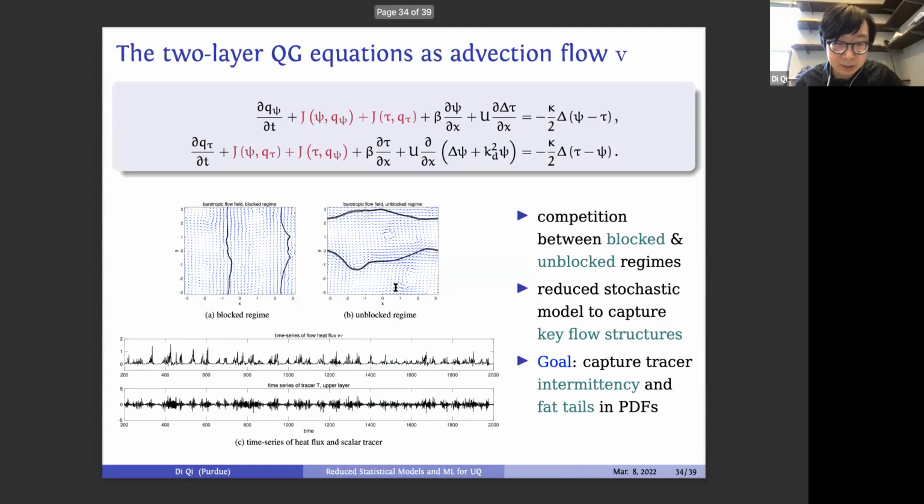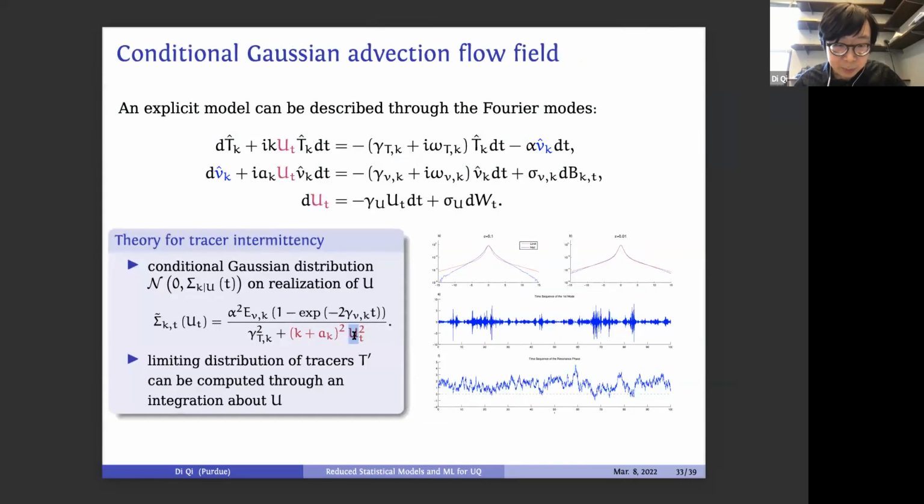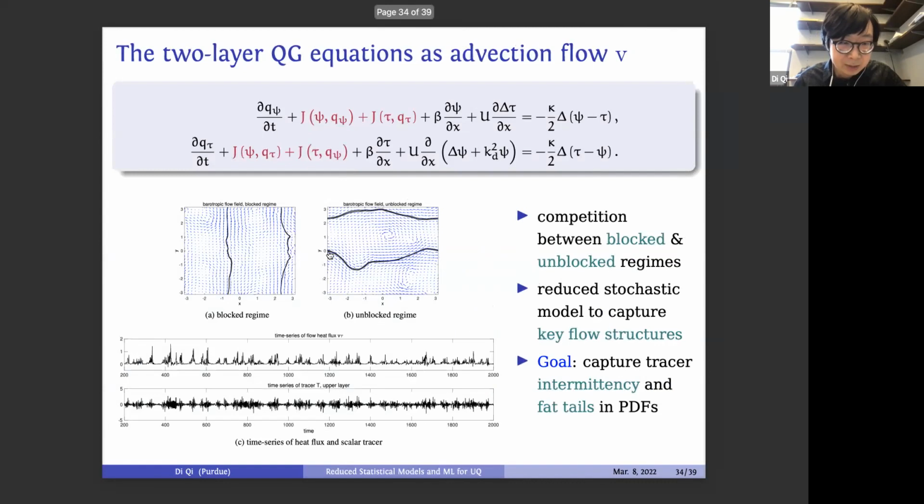So in the region where the zonal mean flow is dominant, the tracer will stay at small amplitude. But in the blocked case, the zonal flow U goes to very small values, and we can see high spikes in the tracer field are triggered. So this is a comparable mechanism, even though we are using a much more complicated model. And next, the question is whether we can use a similar idea to model this process.